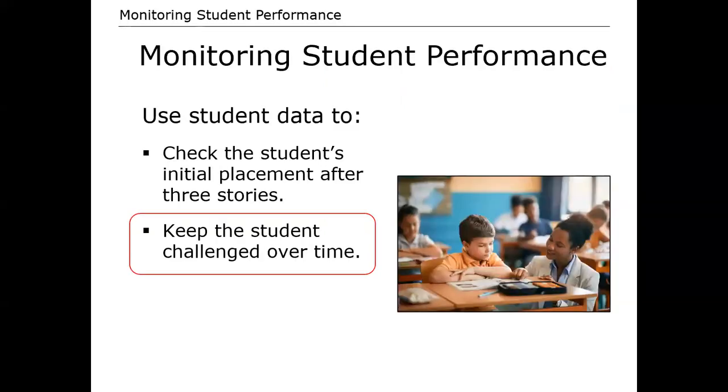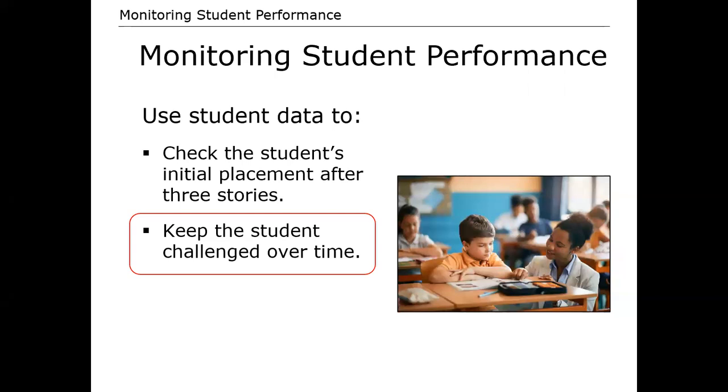When we are monitoring student performance, there are two separate phases. The first one, listed in the first bullet point on the slide, is checking the student's placement after 3 stories. I presented a webinar on that not long ago. So if your students have only passed 1, 2, or 3 stories, it is best to watch that session first, because that's the part of monitoring performance that we do initially.